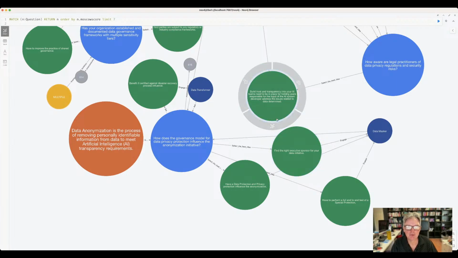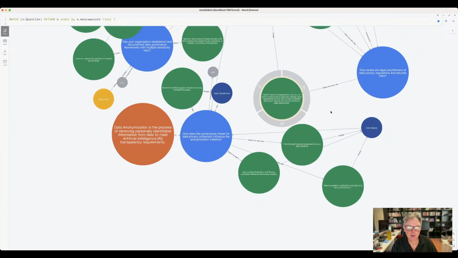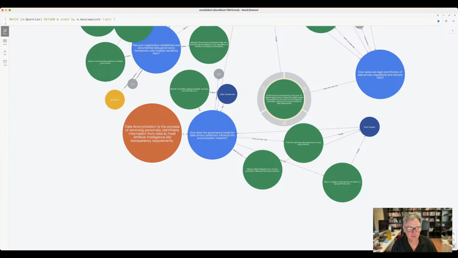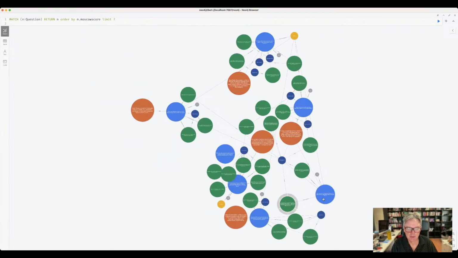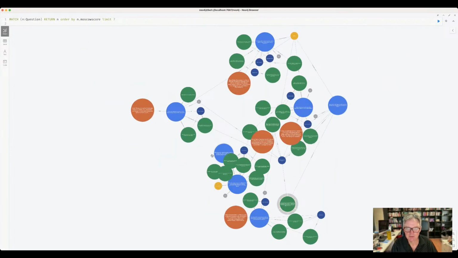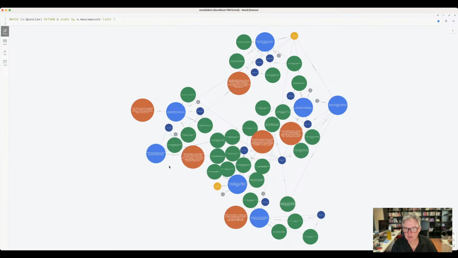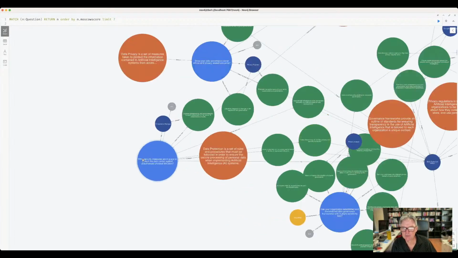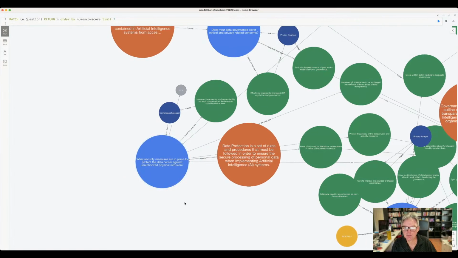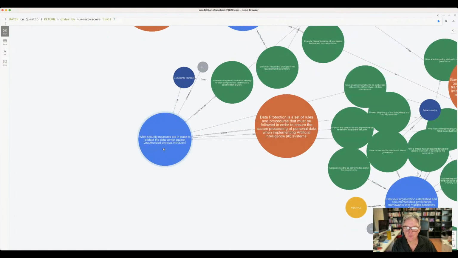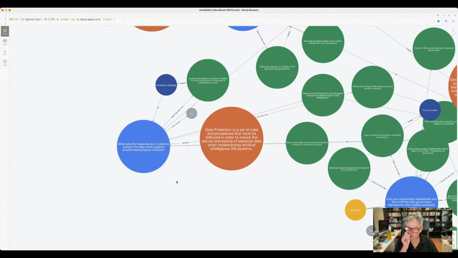Build trust and transparency into your AI teams that need to be in place for holding users responsible for the input of the AI system. And have developers address the issues related to data determined. Make sure they're taking care of that. Zooming out, this is what we got now. These are all the 7 questions and answers. Oh, the last one: what security measures are in place to protect the data center against unauthorized physical intrusion?